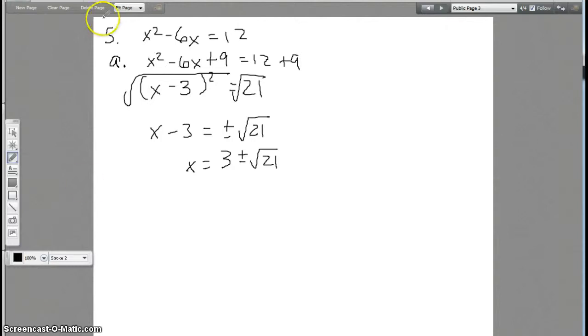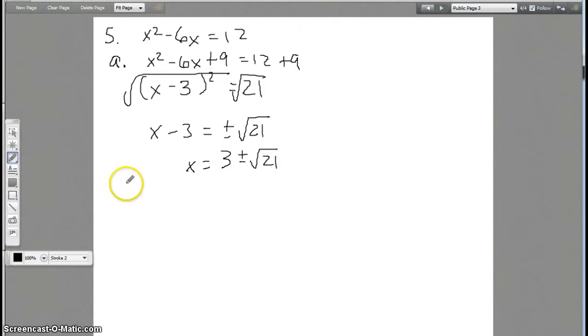Now, for all of number 5, we're going to be working with this root equation here, x squared minus 6x equals 12. For Part A, we were asked to solve the equation by completing the square. And to complete the square, we had to take the x squared minus 6x, figure out what that would be in a binomial square, what we would have to add to both sides, and then take the square root of both sides and solve for x. So when we solved it by completing the square, we got 3 plus or minus the square root of 21. So now for part B, we need to solve it by using the quadratic formula.